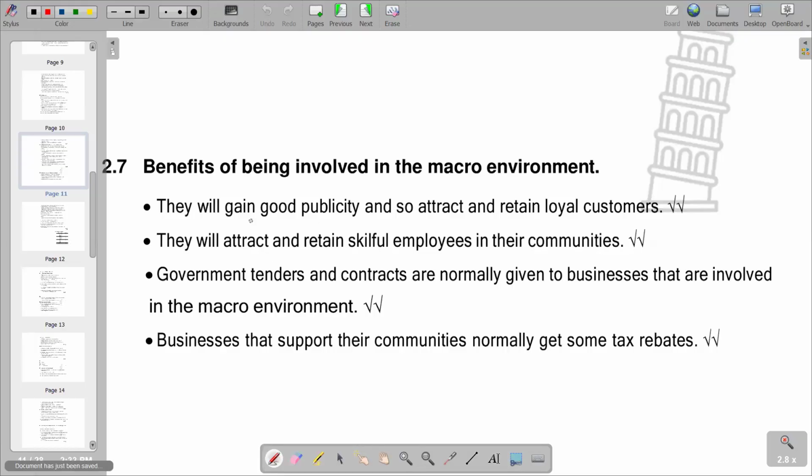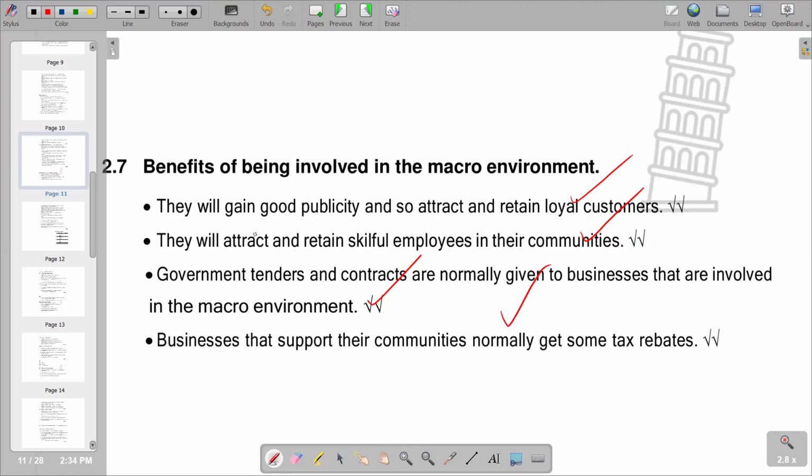So these are some of the benefits of being involved in the macro environment, whereby we're saying they will gain: the business will gain good publicity and so attract and retain loyal customers. They will attract and retain skillful employees in their communities. Government tenders and contracts are normally given to businesses that are involved in the macro environment. And lastly, the businesses that support their communities normally get some tax rebates.